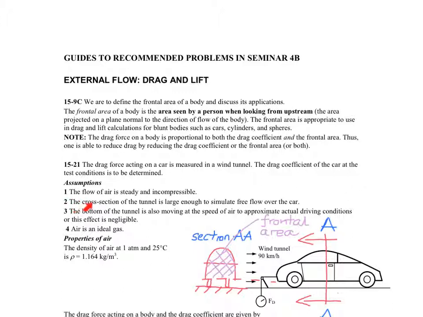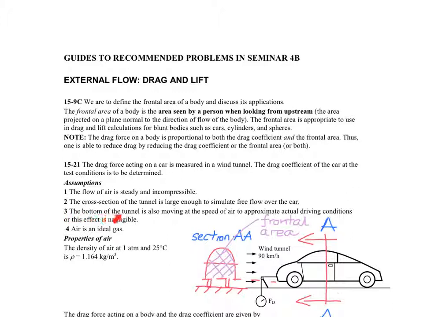First assumption, the flow of air is steady and incompressible. Secondly, the cross-section of the tunnel is large enough to simulate free flow over the car. In other words, you do not want the tunnel periphery to interfere with the flow, causing false reading on the drag of the car.